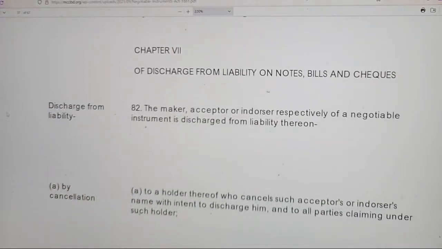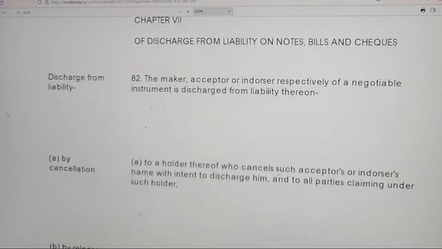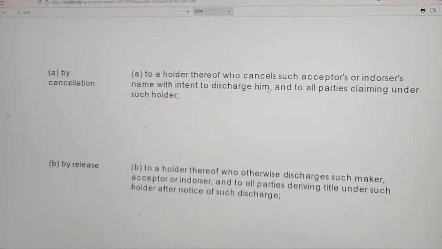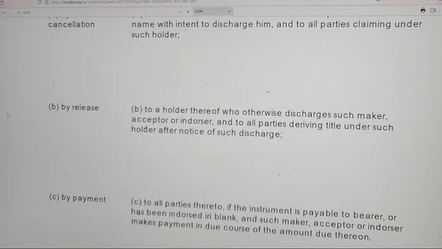Chapter 7 of Discharge from Liability on Notes, Bills, and Checks. Discharge from liability. 82. The maker, acceptor, or endorser, respectively, of a negotiable instrument is discharged from liability thereon, A, by cancellation. To a holder thereof who cancels such acceptor's or endorser's name with intent to discharge him, and to all parties claiming under such holder. B, by release. To a holder thereof who otherwise discharges such maker, acceptor, or endorser, and to all parties deriving title under such holder after notice of such discharge.